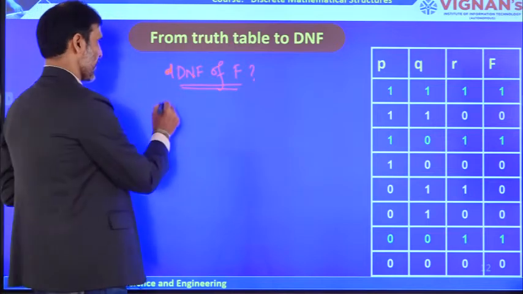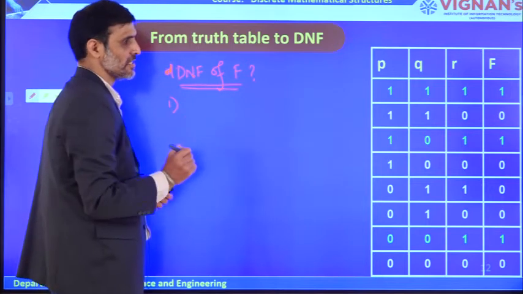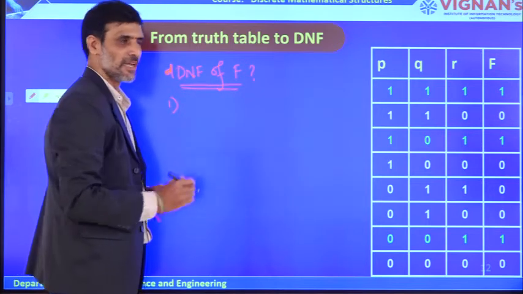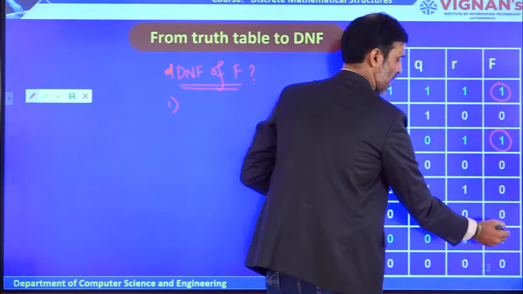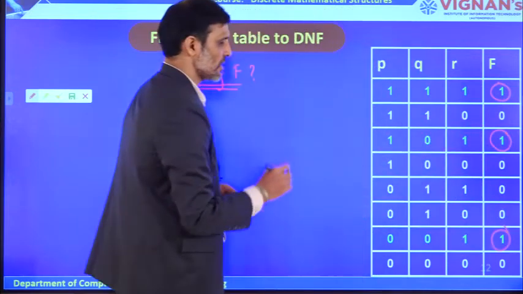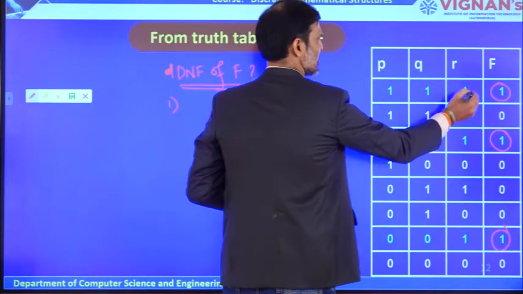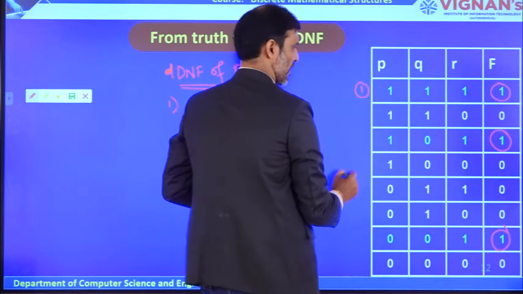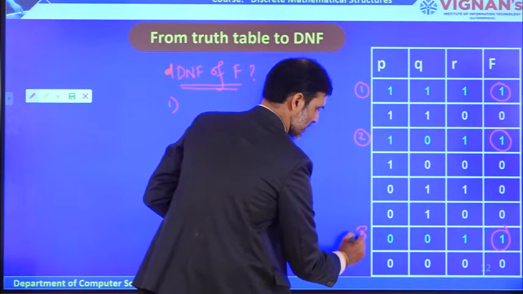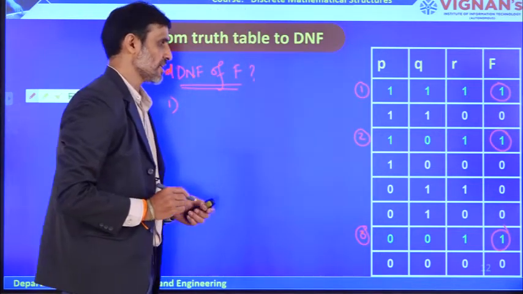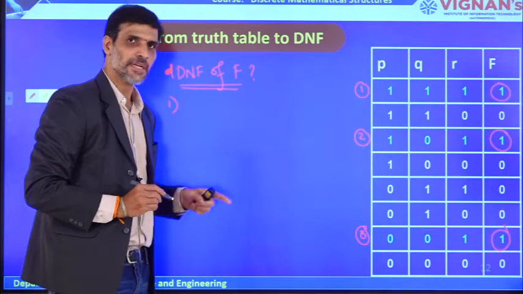So, what is the first step? Step 1 is you need to determine for which assignments the function is true, that means F is true. Here we have a true value, here a true value, and here a true value. So, we have 3 true values in the given table. This is the first assignment, this is the second assignment, and this is the third assignment. So, there are 3 assignments for which the function will be true.